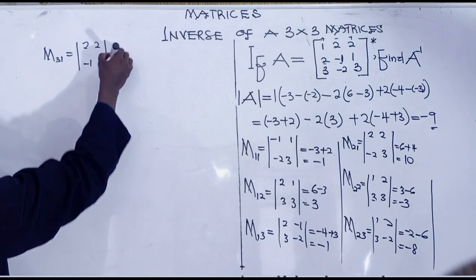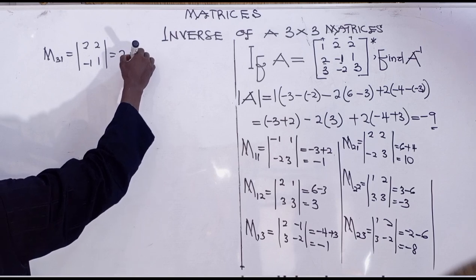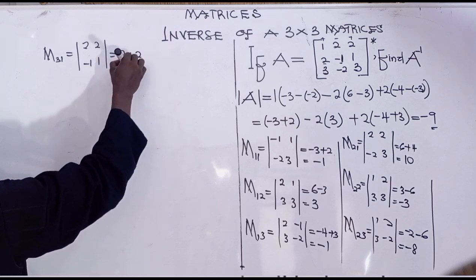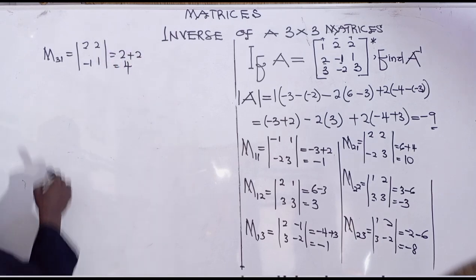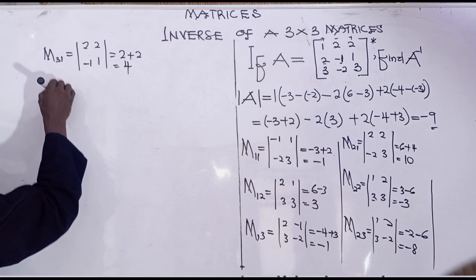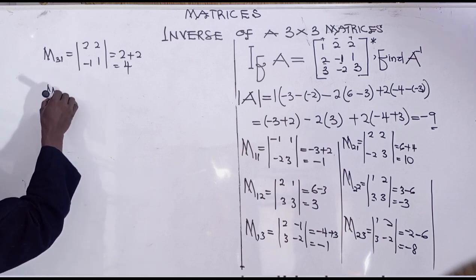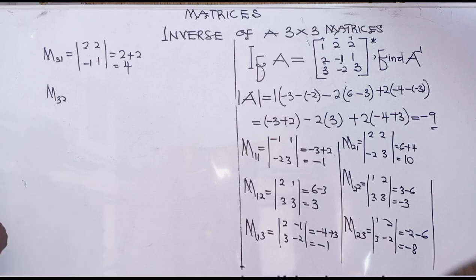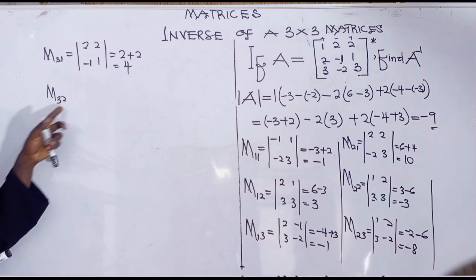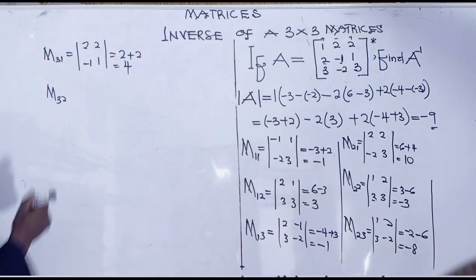Then we find what? The determinant. This will give us 2. This will give us what? Positive 2. So we have 4. Then we move on to M3,2. That is the minor of the third row and then the second column.